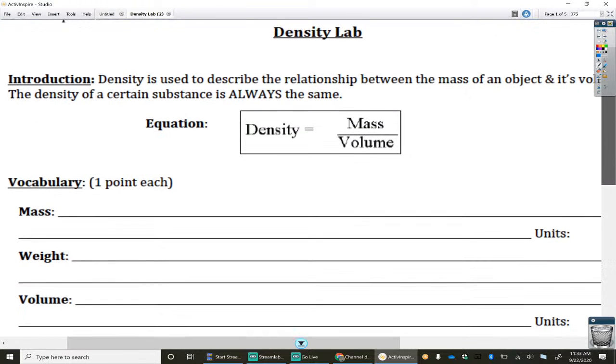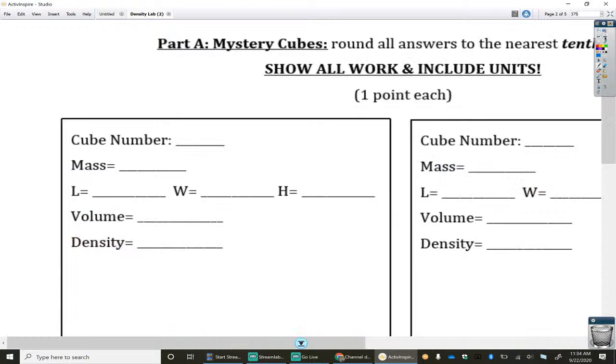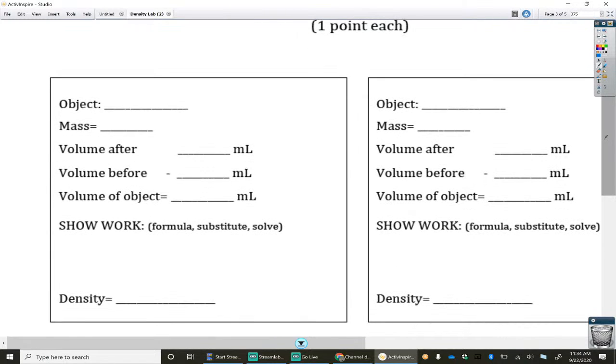Done is your vocab. Okay, this should all be filled out. And then last time we did part A, mystery cubes. So now today I'm going to give you data for part B. And all you need from me is the mass, and then we'll get the volume for each piece, and then we should be good to go. Everything should be running. Okay.